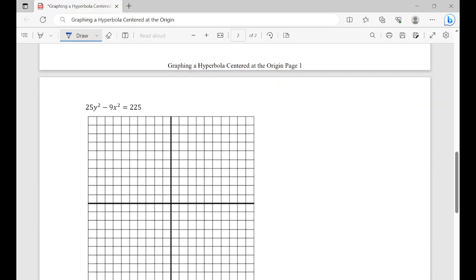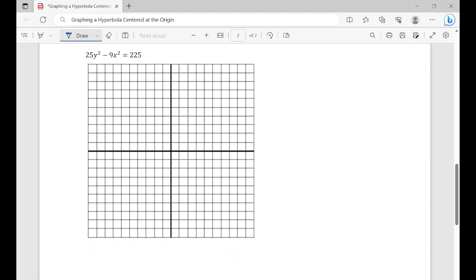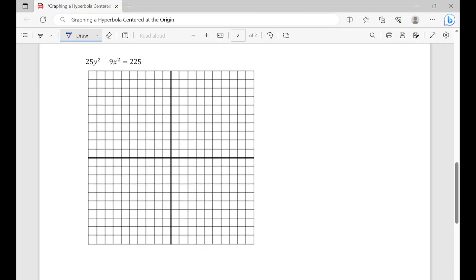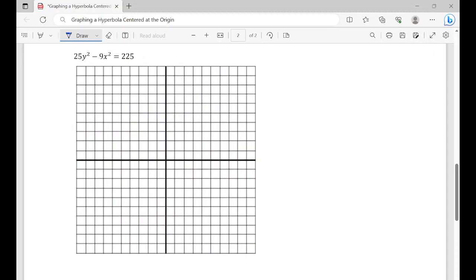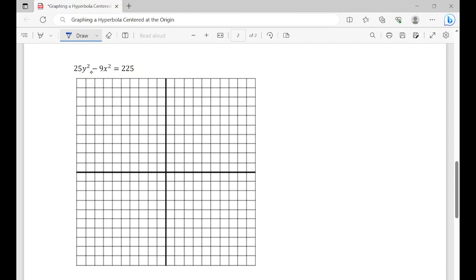Now let's do it for this one. 25y squared minus 9x squared equals 225. Let's zoom in just a little bit. And since this has a negative in front of the x, I know it should be in this form of y squared over a squared minus x squared over b squared equals 1.